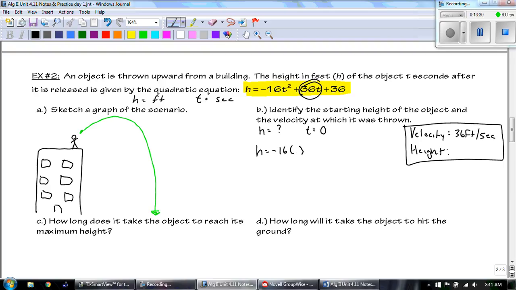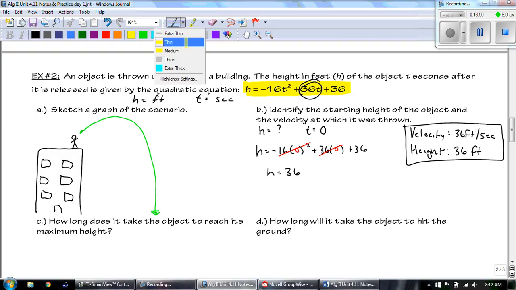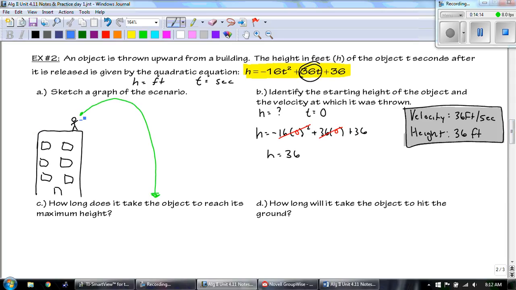So we get h equals negative 16t squared plus 36 times t plus 36. We're plugging in 0 again, and all that cancels out. So we get that h equals 36. So our original height is 36 feet. Okay? So I know that this building is 36 feet tall, or the initial height was 36. Okay, it doesn't have to be that there's a person on top of it. Okay, but 36 is the height of the ball when it was thrown.